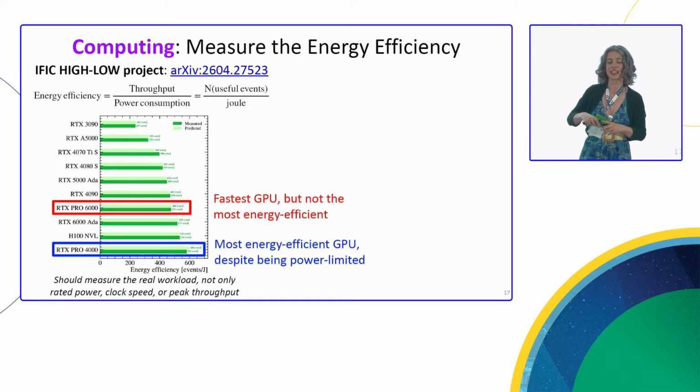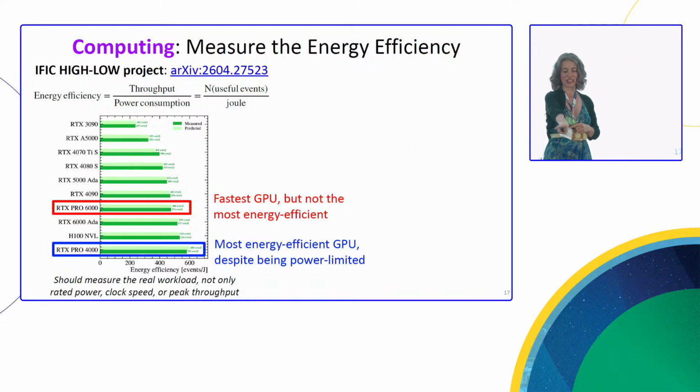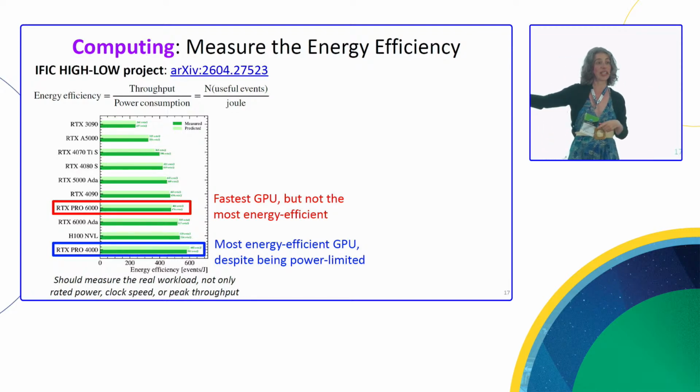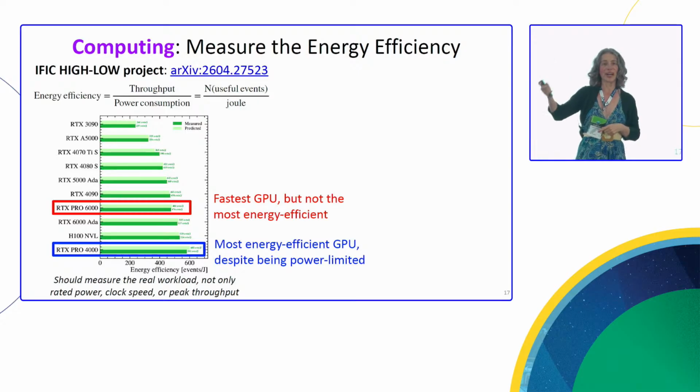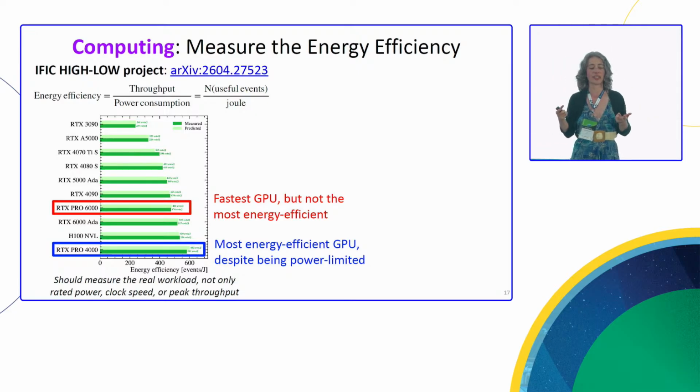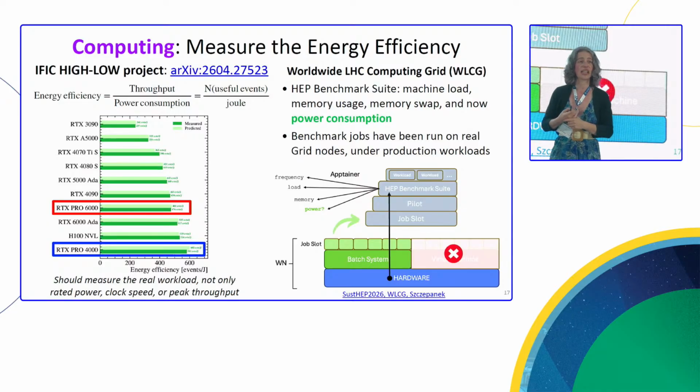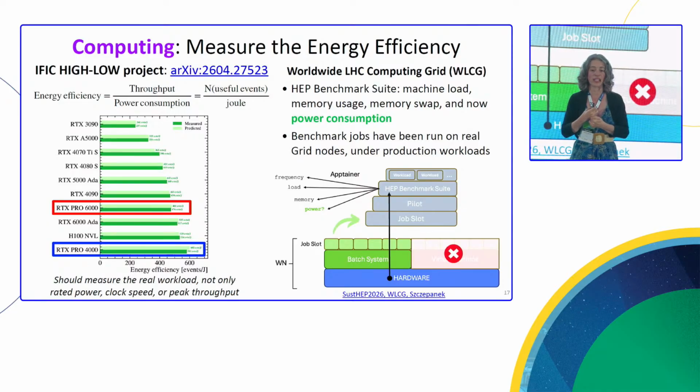So that's maybe surprising. Also, the last row is the RTX Pro 4000. This is the most energy efficient GPU, but it is power limited. So our expectations, our assumptions, may be off here. The point is that we should measure the real workload, not only the rated power, clock speed, or peak throughput.